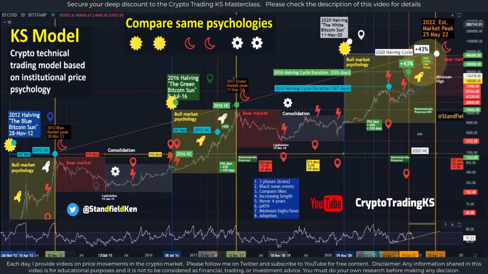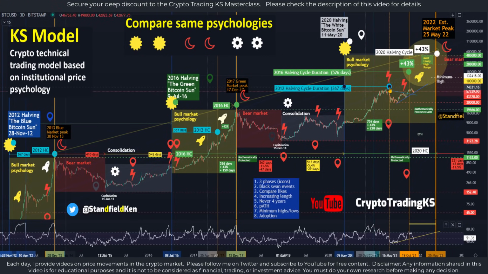What do we see here? The 2016 halving cycle actually lasted 526 days, not the estimated 367 days that everybody thought it would last. It went on 43% more time. That's 159 days longer. Now, what do we see in the current bull market psychology phase? We can see the 2012 halving cycle of 367 days, the blue dot. When we look at the 2016 halving cycle, 526 days, we see the green dot. We know that price is increasing, the cycle lengths are increasing.